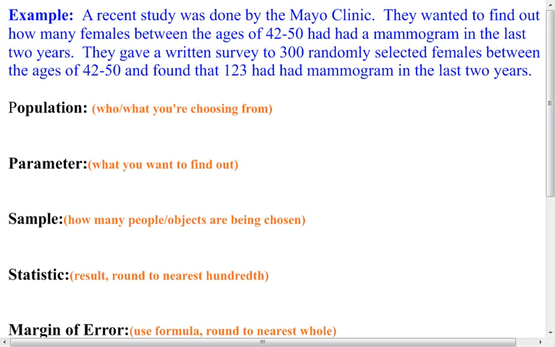Okay, so here we go. This study was done by the Mayo Clinic, and they wanted to figure out how many females between the ages of 42 to 50 had had a mammogram in the last 2 years, and they did a survey, and they surveyed 300 people, and 123 of them had had a mammogram in the last 2 years. All right, so the first thing you want to figure out is what was the population? What group of people are you wanting to know something about? And in this case, the people I'm wanting to know something about are females, ages 42 to 50.